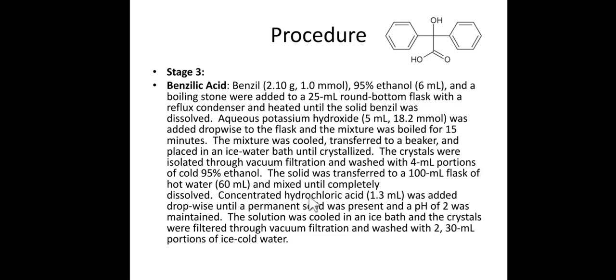Then concentrated hydrochloric acid, that is now the neutralization, or I will say acidification step, is very important. Concentrated hydrochloric acid 1.3 ml was added dropwise until permanent solids were present, or I will say precipitation of benzilic acid. Of course, the pH will be around 2 for the acidic condition. Then that solid we will filter, dry, and record the yield, MP and TLC.